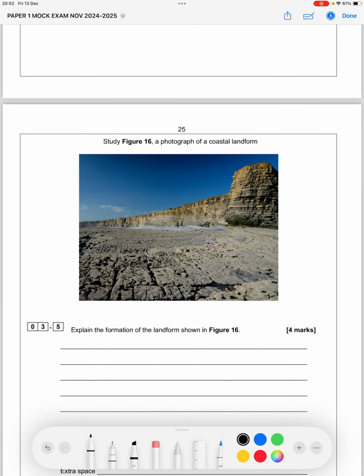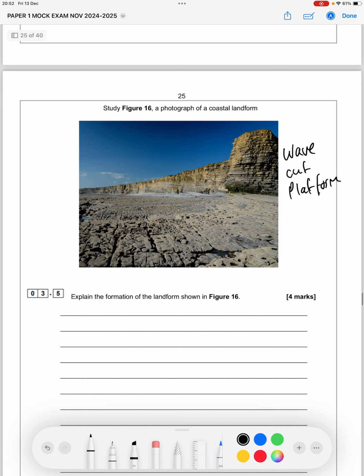Okay, this is where your revision, not just with key terms, but also with images, is so important. It's giving you a lovely picture of a coastal landform, but you have got to figure out what that coastal landform is. It is a wave cut platform. If your revision tells you that, you are halfway there. So it's asking you to explain the formation of the landform in the figure.